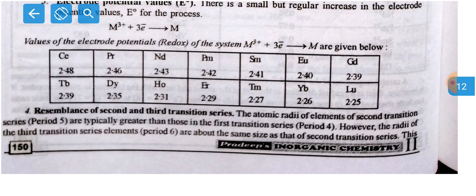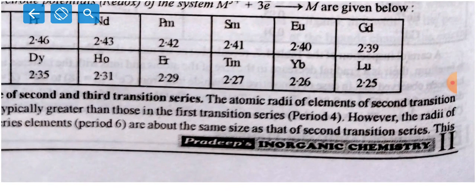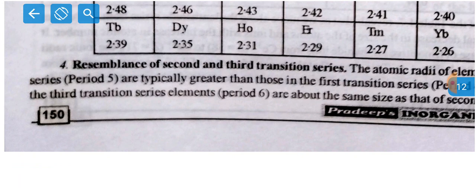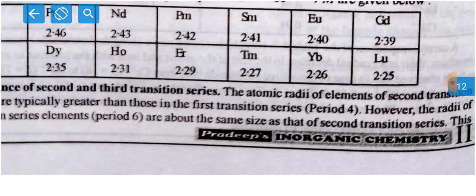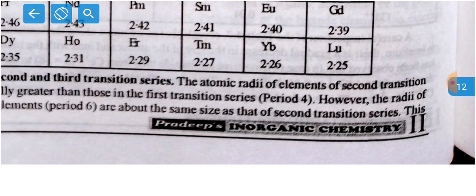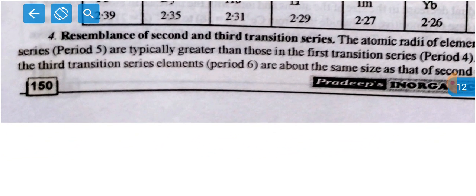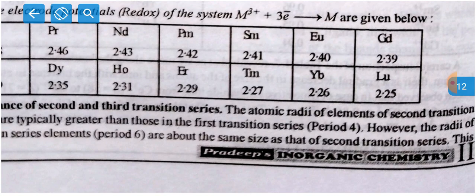Fourth, resemblance of second and third transition series. The atomic radii of the elements of the second transition series, period 5, are typically greater than those in the first transition series, period 4. However, the radii of the third transition series elements, period 6, are about the same size as that of the second transition series.